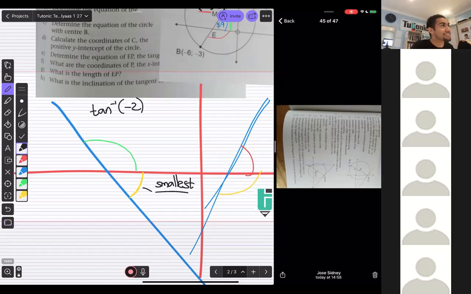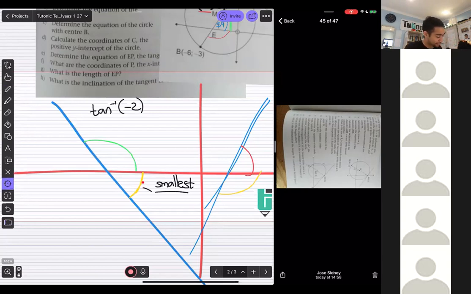Just add 180. They told you that? Yep. Okay. Did I tell you why you must add 180? No. Because it's going clockwise or anti-clockwise. I don't know.